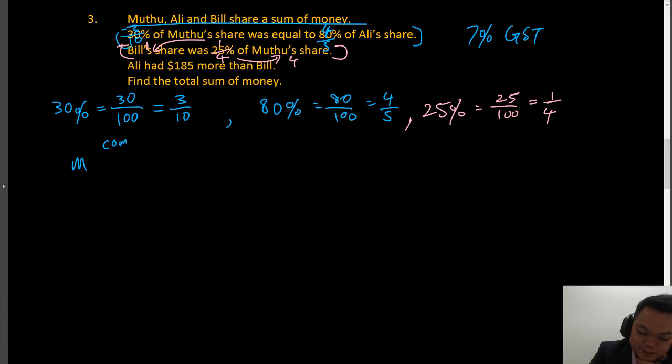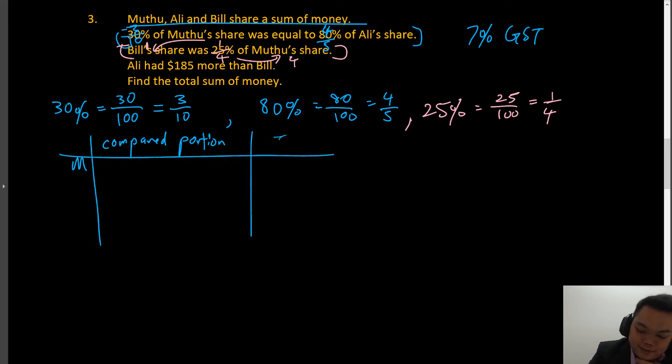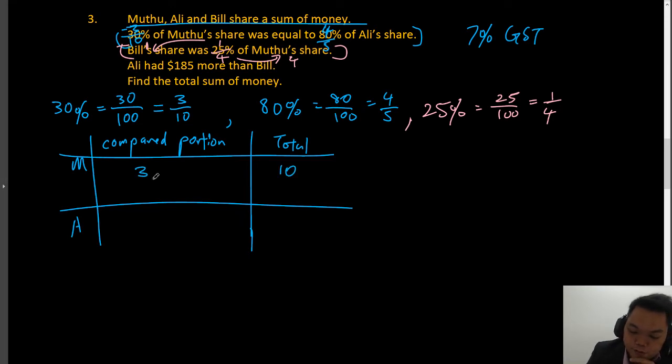There's a compared portion. Okay, let's draw a table between Mutu and Bill, and the total over here. So for Mutu is 3. You're comparing 3 from Mutu out of a total of 10. And for the Ali share, this is 4 out of a total of 5. And we are told that this equal portion is equal.